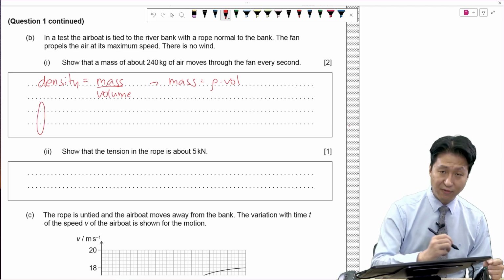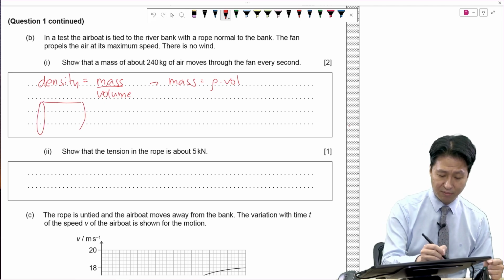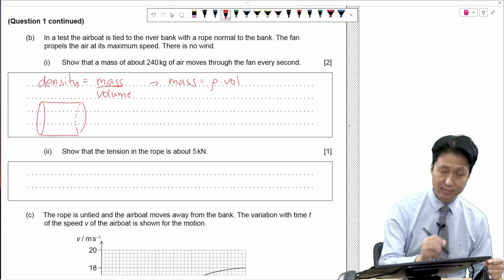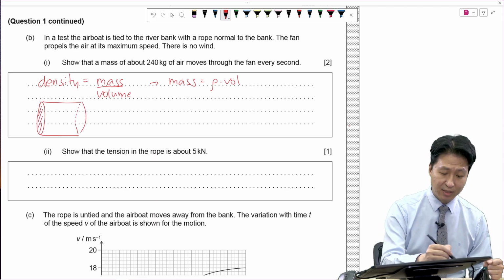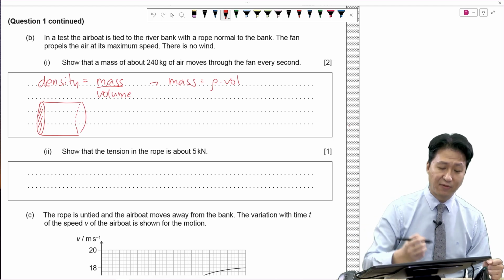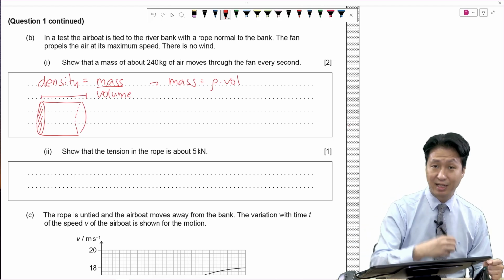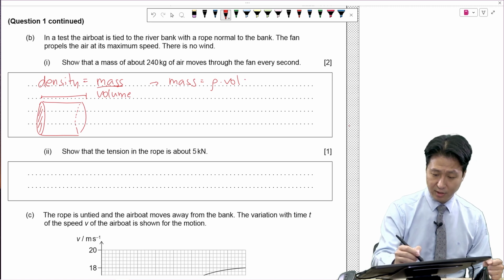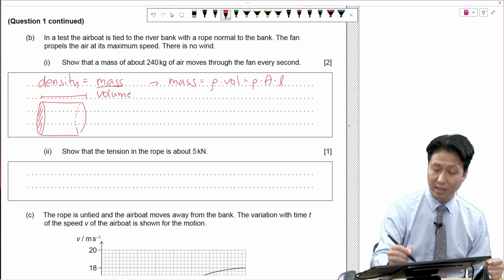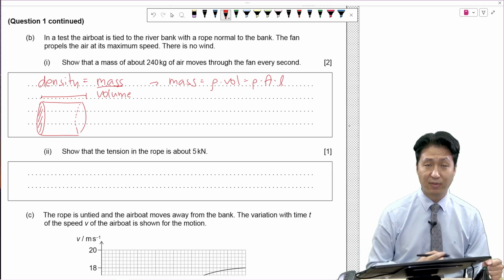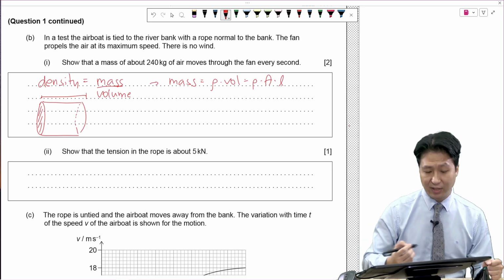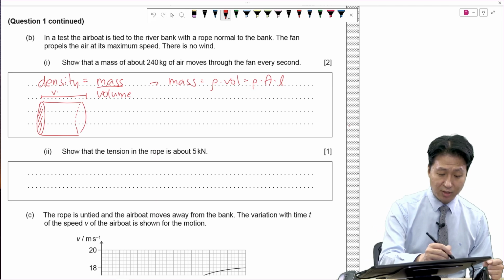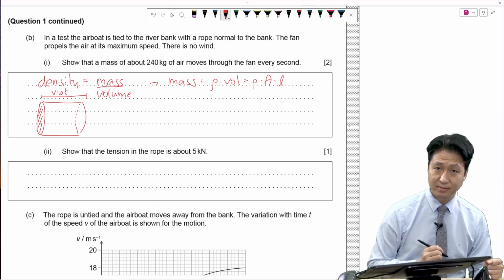The air that moves through the fan creates a cylinder shape as it moves past, like so. You have the base, the area of the fan, and when you multiply this by the length or the distance the air traveled, you get the volume. So the volume is equal to the area of the fan times the distance traveled, L, by the air. Well, the air has a velocity. This distance that it travels is the velocity times time.